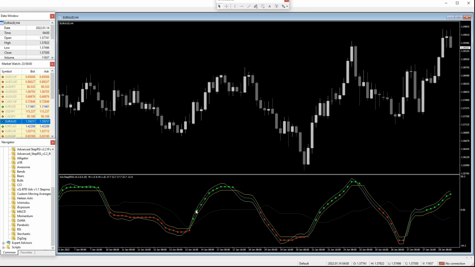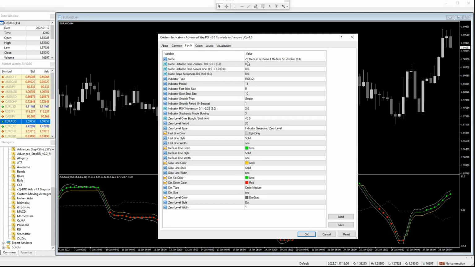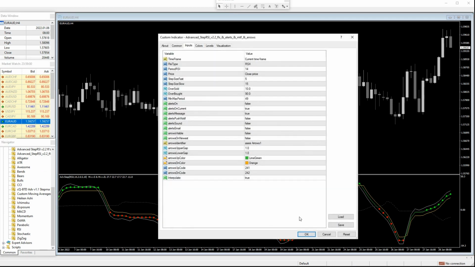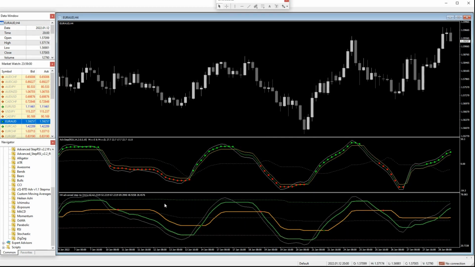It basically has 3 RSI indicators that operate at different speeds. This is the main RSI period. These are the step size of each one. The fast one is the gray or white. Then the green one, that's the medium, and the gold, that's the slower one. Well, here's the original one. So if you see it, it has these other lines in it.